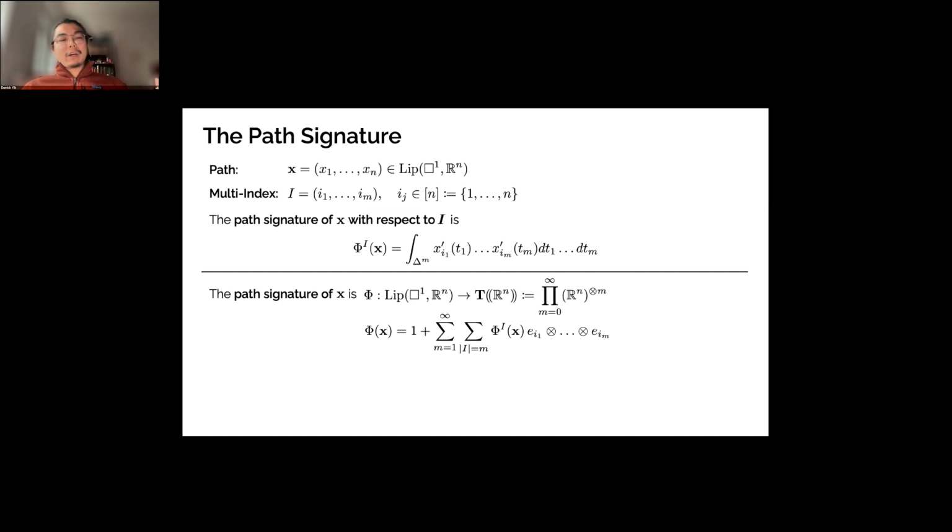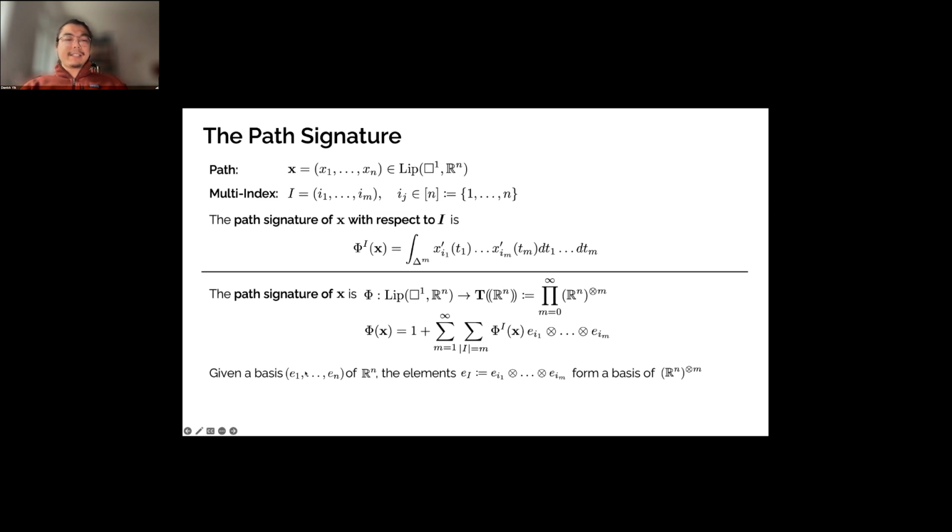And we can collect the path signature with respect to all multi-indices I by viewing the path signature of x as a map from these Lipschitz paths into the completed tensor algebra. So we can think about this as just a sequence of tensors of increasing degree, or you can think about this as formal power series of tensors. So just formal power series where the variables are non-commutative. And we just place the path signature with respect to I as the coefficient in front of one of these basis elements.